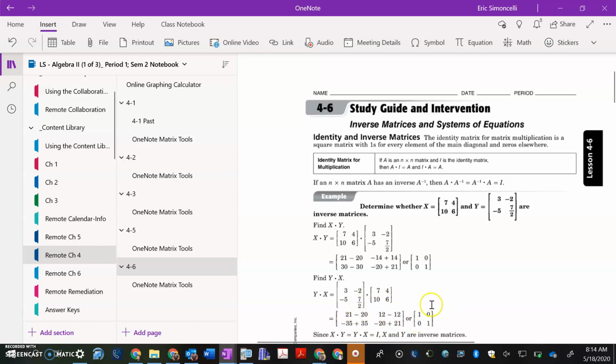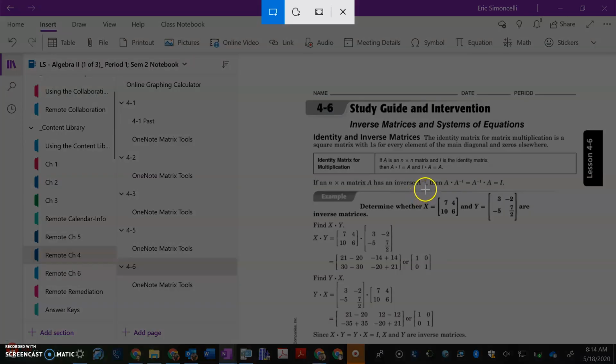All those numbers end up, as you can tell here, as such: 1 0 0 1, which again is the identity. Because X times Y and Y times X both equal this identity matrix, we know that they're inverses of each other. Now, I wanted to take an example, maybe this example, and reflect upon how the OneNote matrix tools would nicely be utilized here.